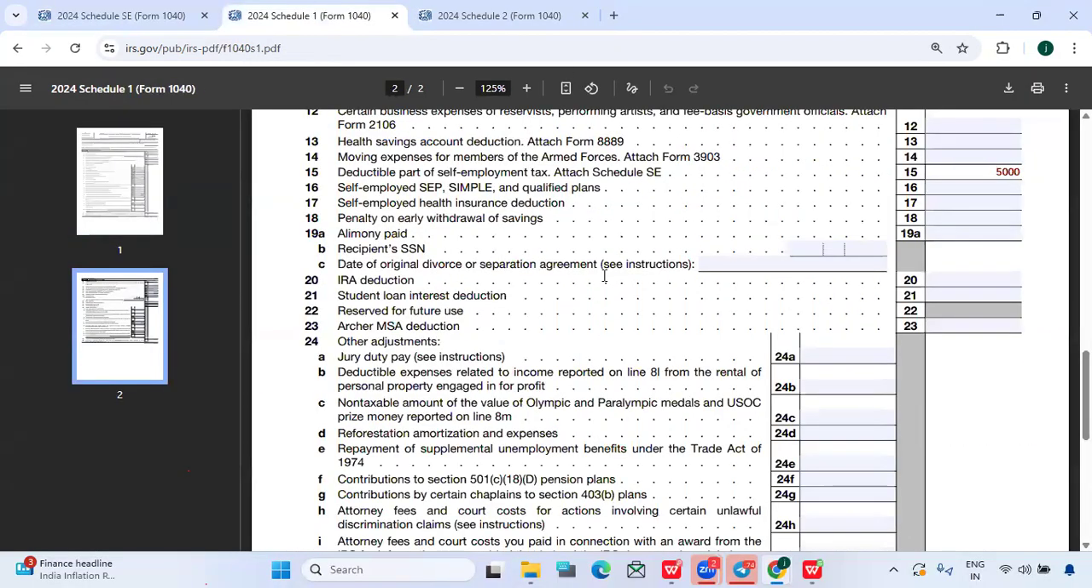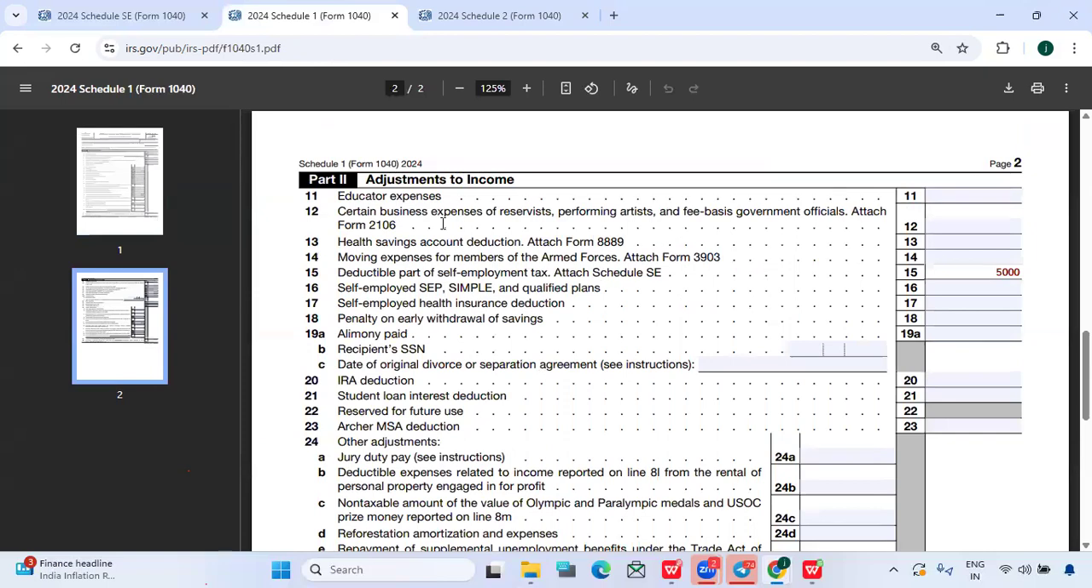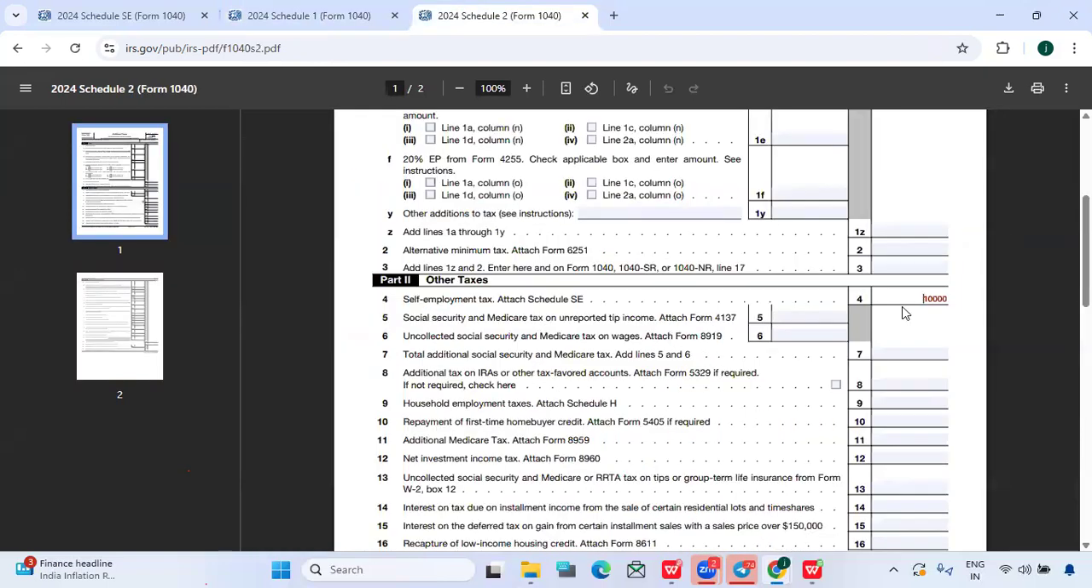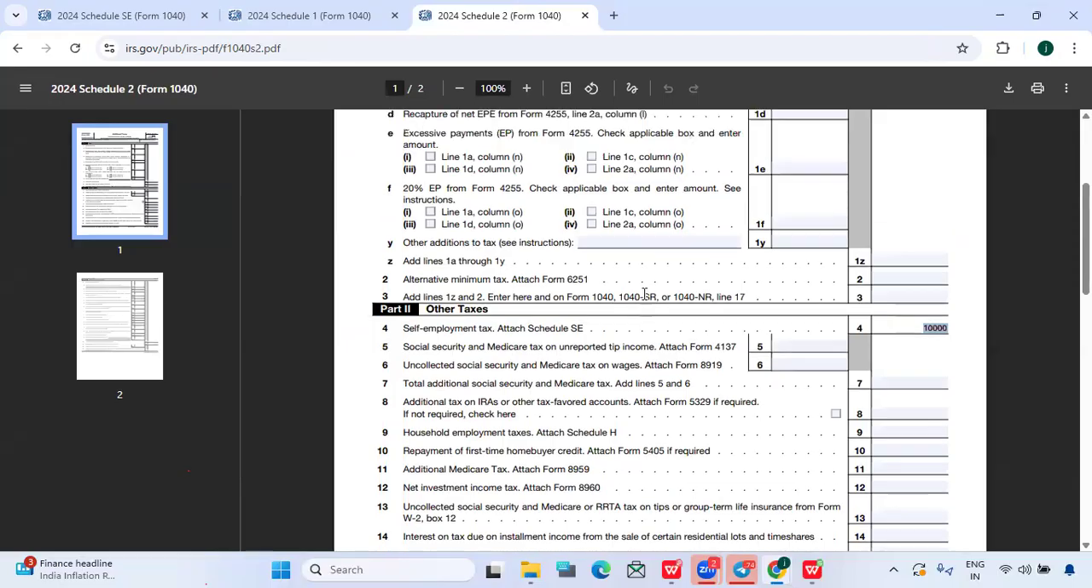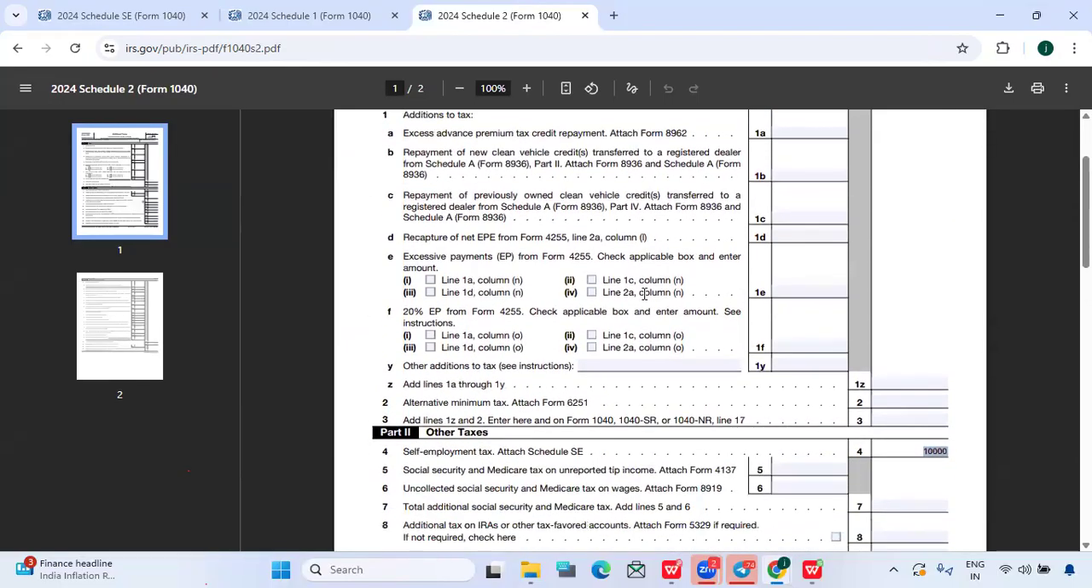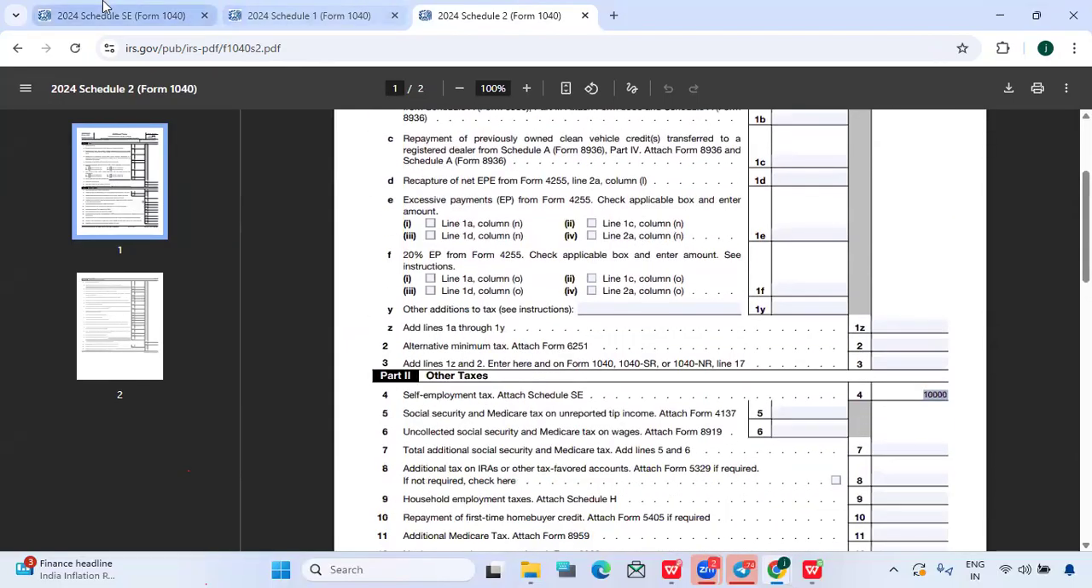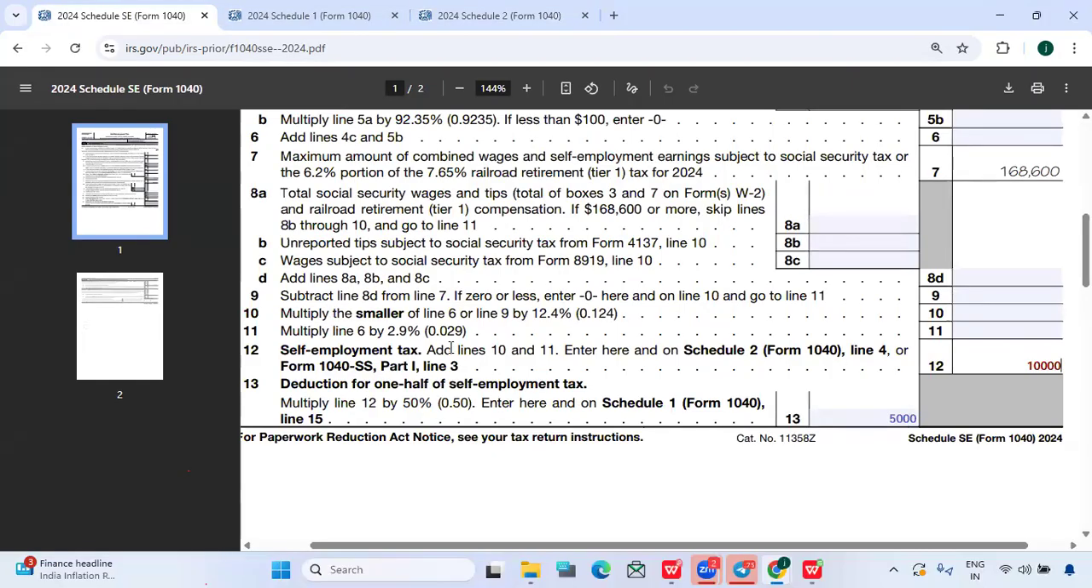Yes, yes. So here 5,000, which is adjustment income, and total taxes, additional taxes. So we will enter in Schedule 2 of 1040, Part 2. These are the calculations we can see.